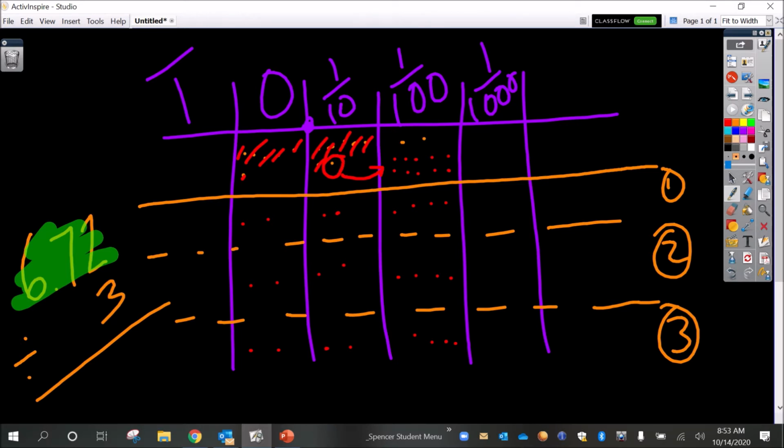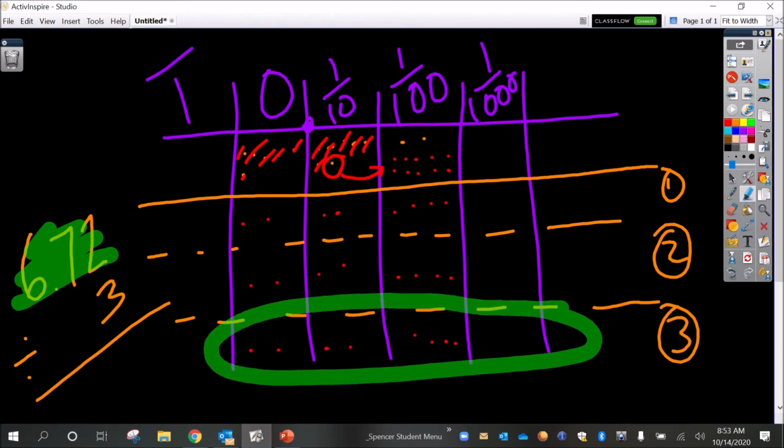1, 2, 3, 4, 5, 6, 7, 8, 9, 10, 11, 12. So the answer for this, we just look at one of the groups, because we know that each group is equal, right? Because we just divided, so every group has the same amount. So there's 2 ones in each group, there's 2 tenths in each group, and then there's 4 hundredths in each group. So our answer for 6 and 72 hundredths divided by 3 is 2 and 24 hundredths.